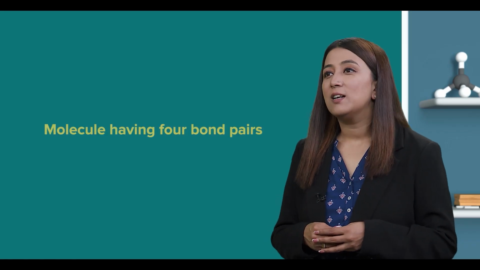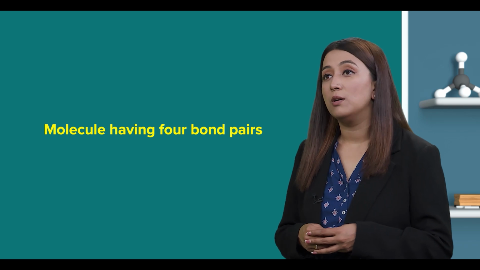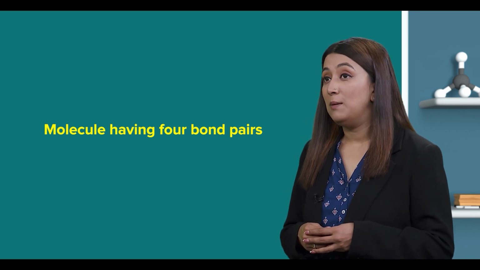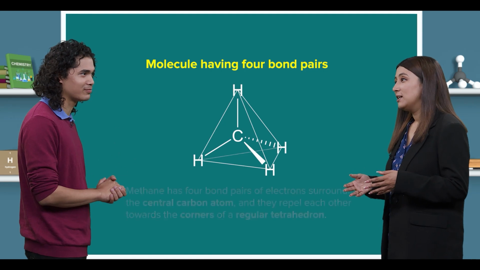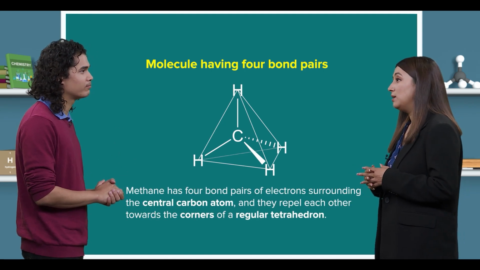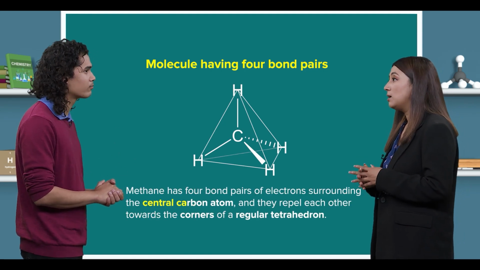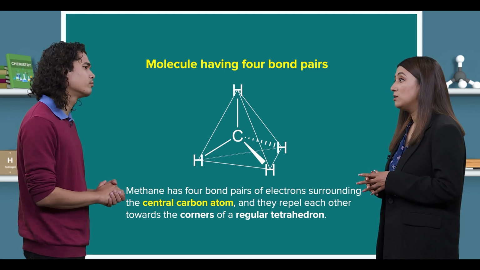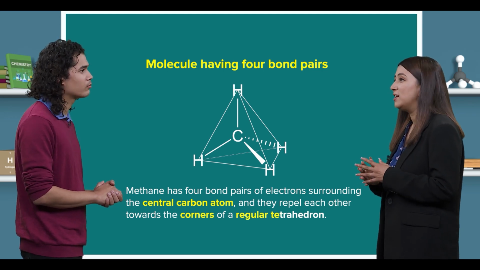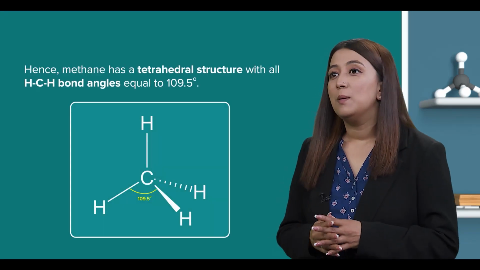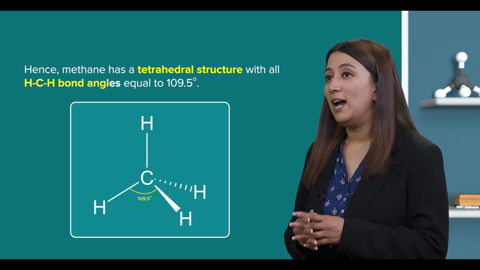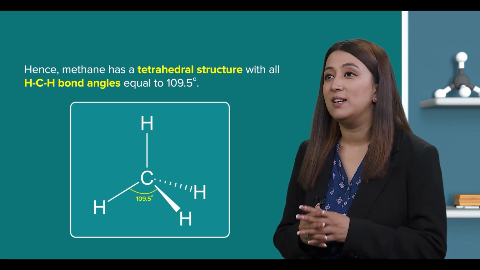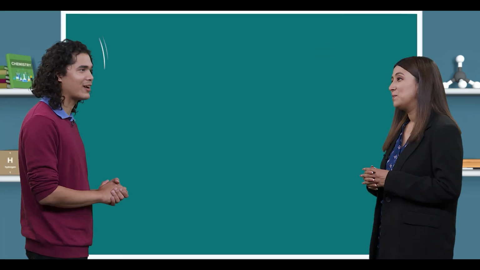Indeed. Now let's take a look at the molecule having 4 bond pairs. You do know some examples, right? Of course. Methane has 4 bond pairs. Correct. Methane has 4 bond pairs of electrons surrounding the central carbon atom, and they repel each other towards the corners of a regular tetrahedron. Hence, methane has a tetrahedral structure with all HCH bond angles equal to 109.5 degrees. Got it. So what other examples are there?